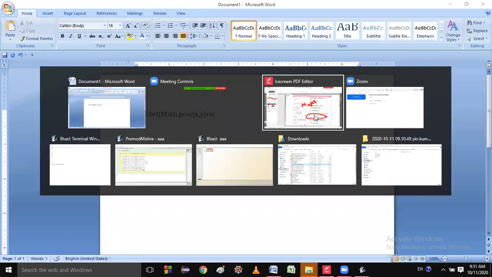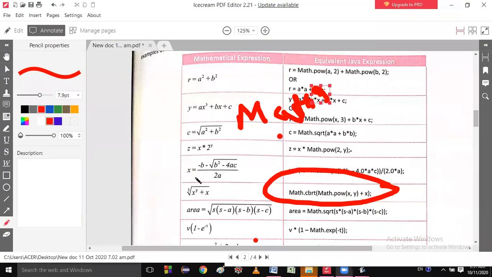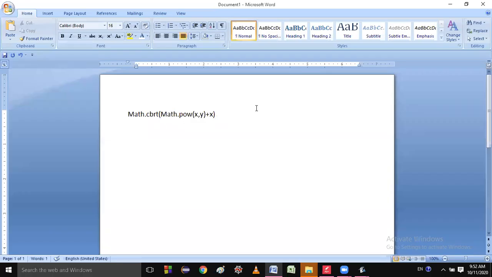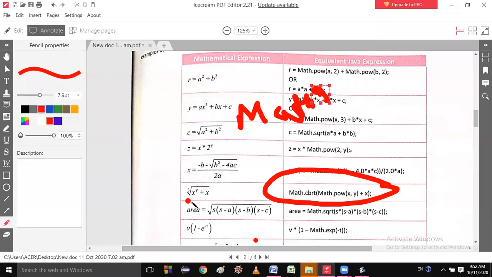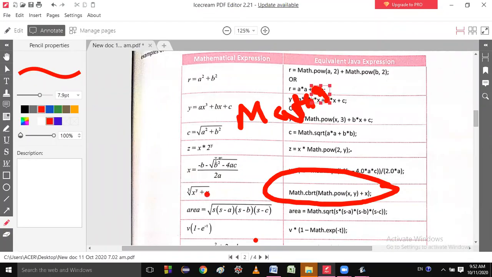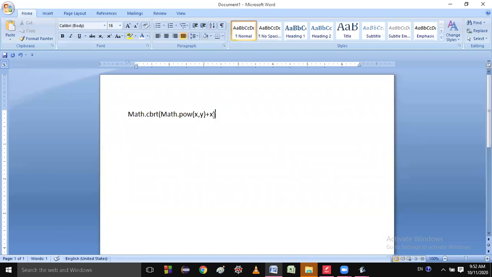Arpita, do you know how you will write this one? This is completely cube root. So first you will write Math.cbrt, then first bracket. Inside this you have again x power y. How will you write x power y? Math.pow and x comma y. So I have written the same thing. You just watch: Math.pow x comma y, and after that there is plus x. So I have written plus x and bracket close. Right, now you got it?